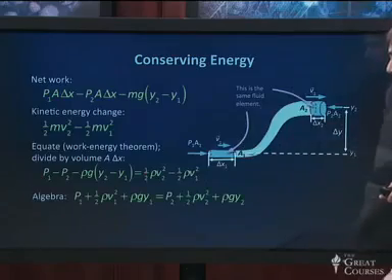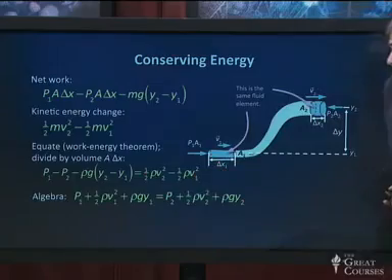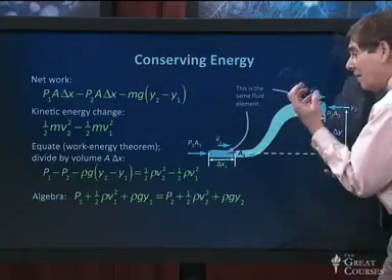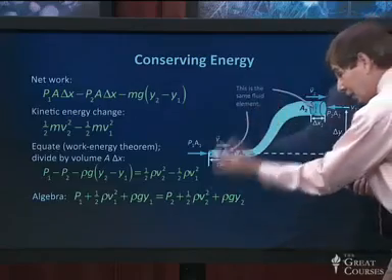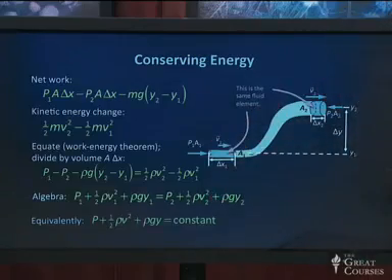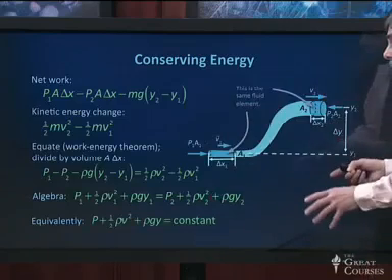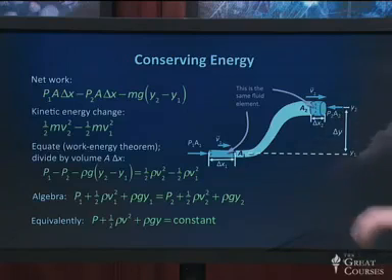I just do a little algebraic rearrangement, put all the terms with the 1s on one side, all the terms with the 2s on the other side, and I have this quantity P1 plus a half rho V1 squared, plus rho g y1, is equal to the same thing with the 2s at the other end. Equivalently, that quantity, pressure plus a half rho v squared plus rho g y, is constant along that flow tube.